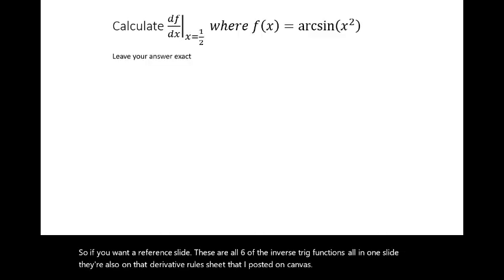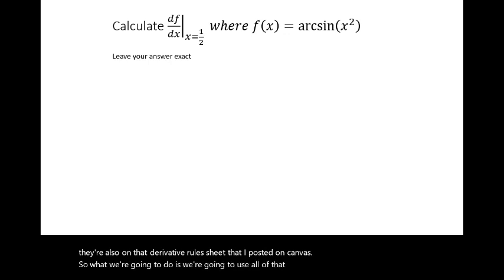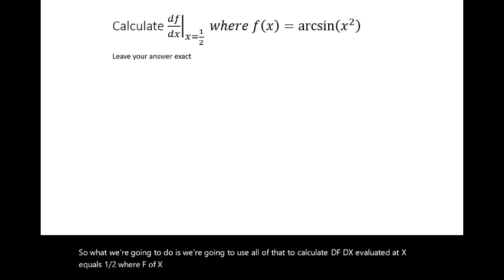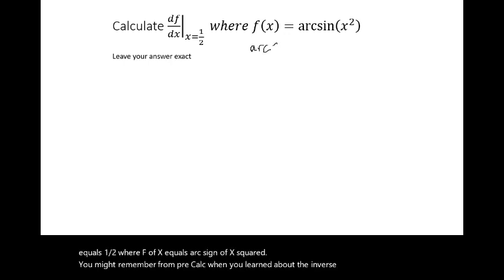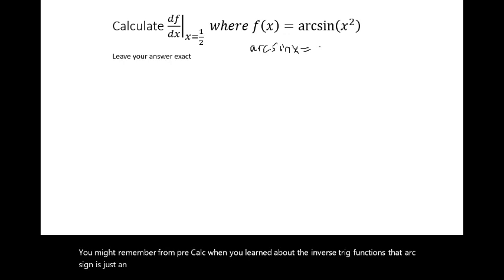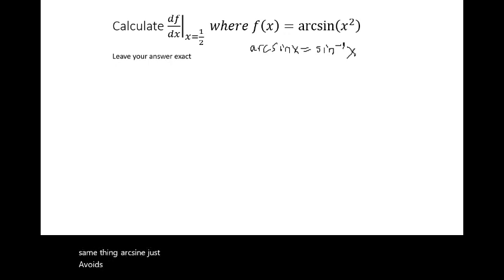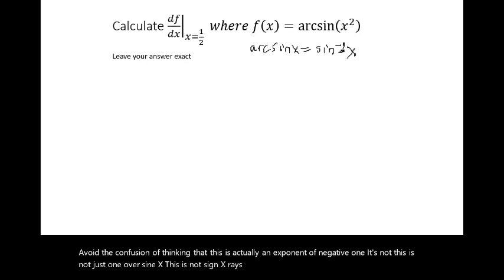So what we're going to do is use all of that to calculate df dx evaluated at x equals 1/2, where f of x equals arcsine of x squared. You might remember from pre-calc when you learned about the inverse trig functions that arcsine is just another notation for the sine inverse. So arcsine, sine inverse, they mean the exact same thing. Arcsine just avoids the confusion of thinking that this is actually an exponent of -1. It's not. This is not just 1 over sine x. This is not sine x raised to the -1. This is inverse sine. Because that can be confusing sometimes, arcsine x is an alternate notation.